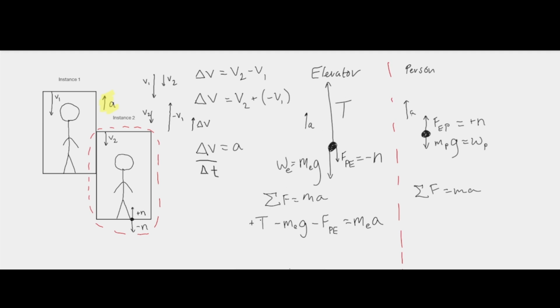So the T is pointing upwards, it's positive. The weight force is pointing downwards, so it's negative. The force of the person on the elevator is pointing downwards, so it's negative. And these are equal to the mass of the object times the acceleration of the object. I don't give the acceleration a subscript because it's the same for the elevator as it is for the person. So it's the shared acceleration of both of these.